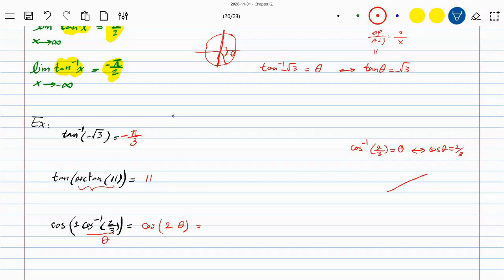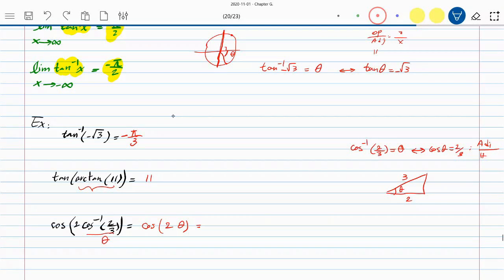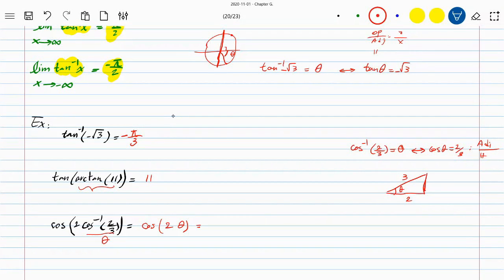So if I draw a right triangle, cosine represents the adjacent divided by the hypotenuse, that means I have 2 here, and this is 3. This is the angle theta. Cosine of theta is defined to be 2 divided by 3, which is adjacent divided by the hypotenuse. So I can figure out the other side. This length is simply square root of 3 squared minus 2 squared, which is square root of 5. Use the Pythagorean identity.